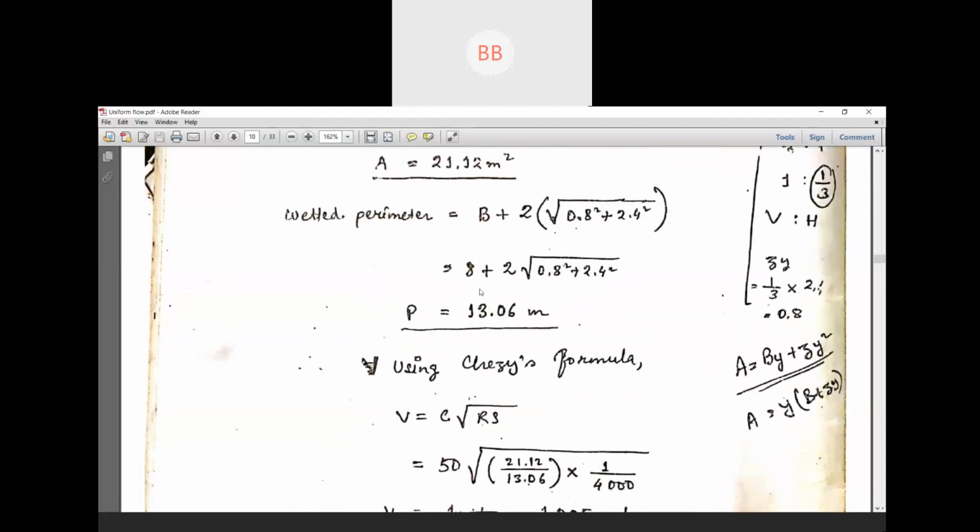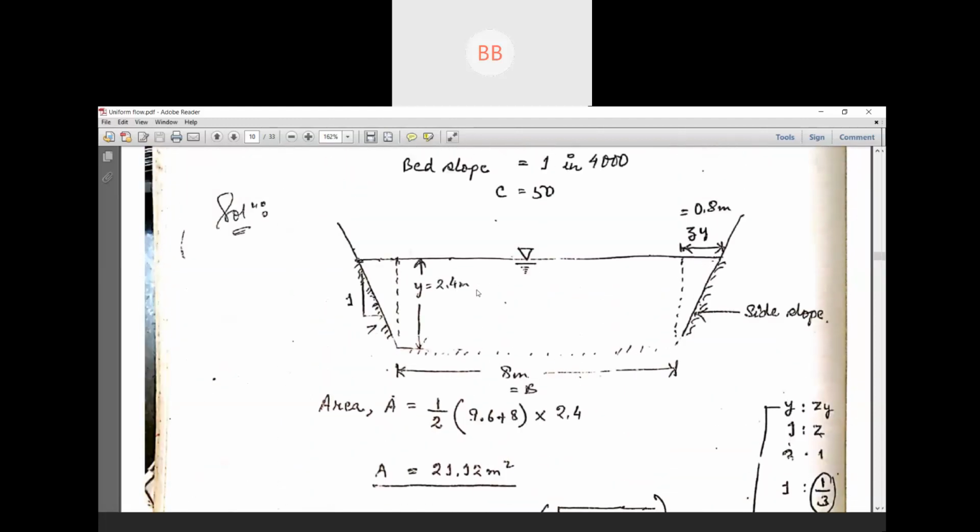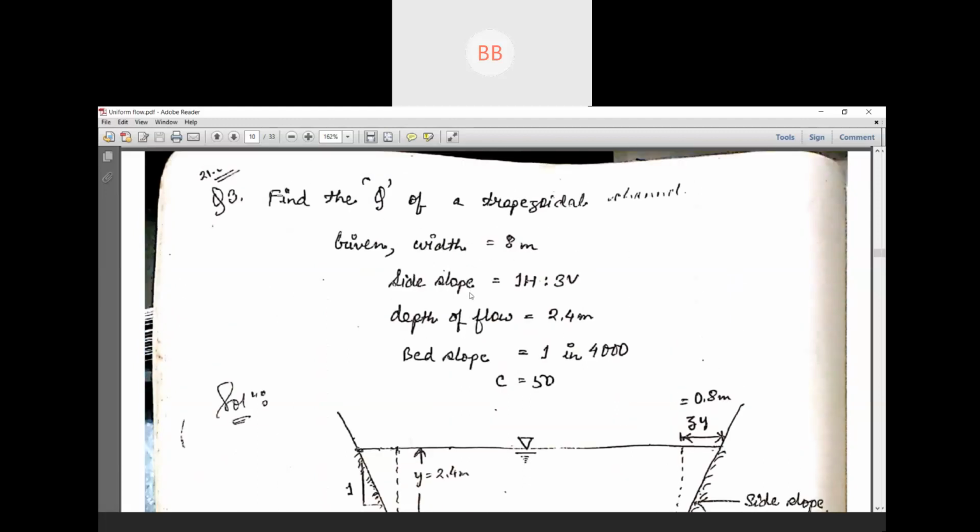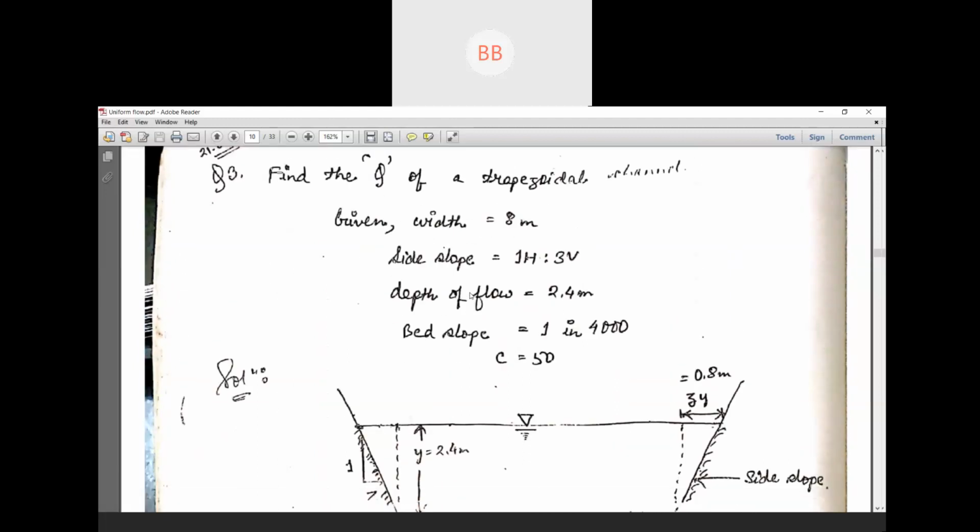If you have any doubts regarding this numerical, you can ask me now, or try to solve a few numericals related to the trapezoidal channel. If you find any doubts, then you can ask me in the next class also.